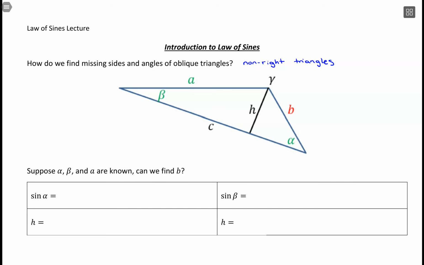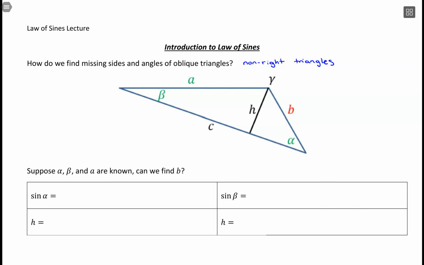Just so you know the notation here, we're going to be using this general notation for our triangles where you'll have an angle alpha, and opposite of that angle will be A. We'll have an angle beta, and opposite of that will be side length B, and then angle gamma, and opposite of gamma will be the side length C. So we'll have these pairings of angles with their opposite sides.